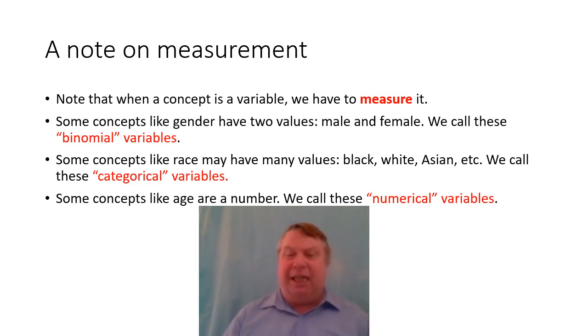So some concepts like gender have two values. They have male, female, black, white. So these are what we call binomial variables. Binomial: bi, two, nome, names. Other concepts like race or nationality may have many values: black, white, Asian, etc. English, French, German, Dutch, and so on. We call these categorical variables because we're putting the people into different categories.